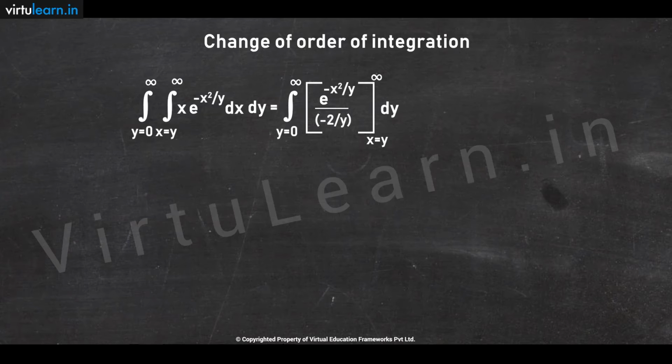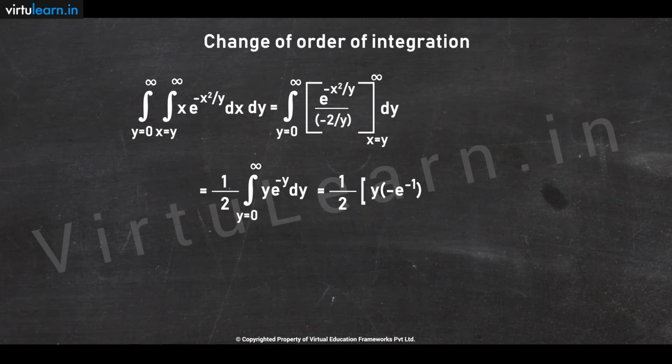e power minus infinity is 0, e power 0 is 1, e power minus y is the other quantity, so we get half of integral y equal to 0 to infinity y e power minus y dy. On integration with respect to y, we get half of y times minus e power minus y minus 1 into e power minus y, to be evaluated at y equal to 0 and infinity.